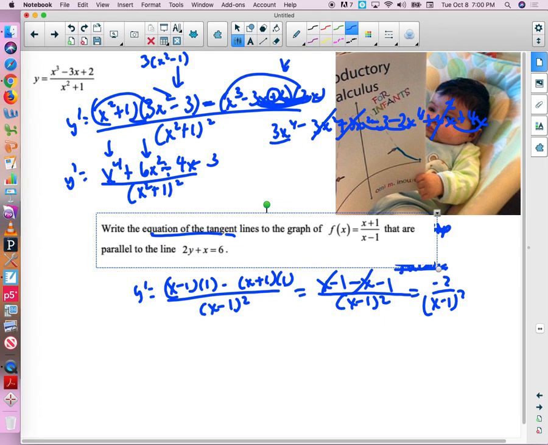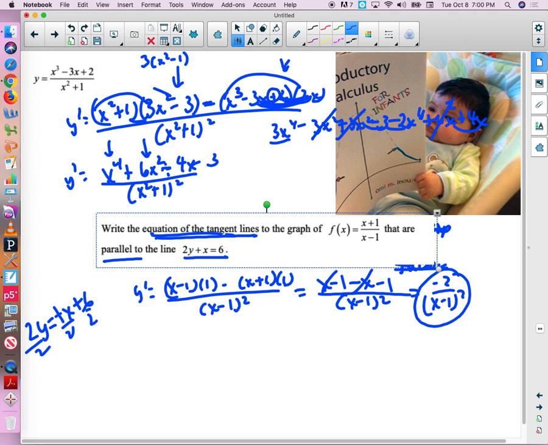Now let's go on and read the problems. Equation of the tangent line made me take the derivative, so I knew the slope of the tangent line. So this right here is the slope of the tangent line. I want it to be parallel to this line. So I'm going to find the slope of that line. And so the slope of that line is negative 1/2.